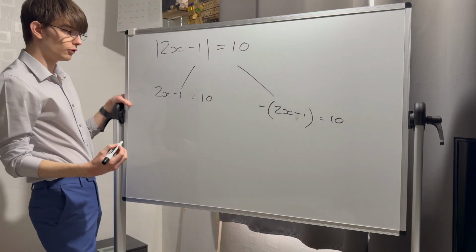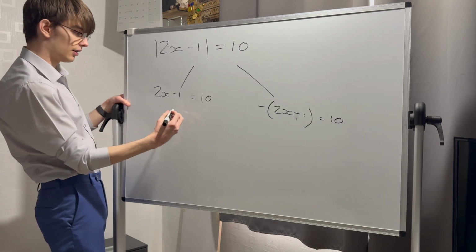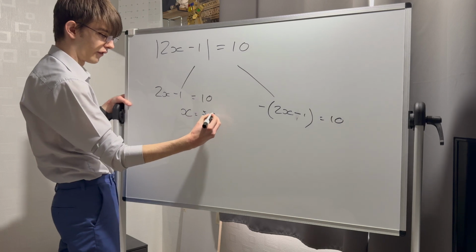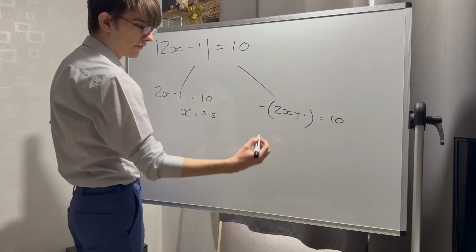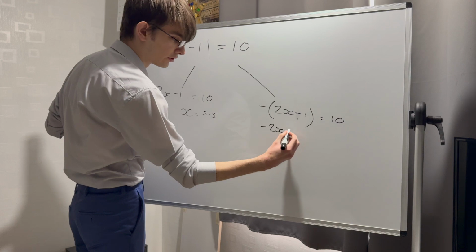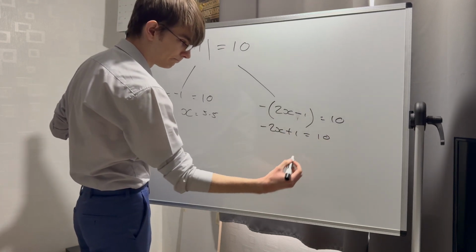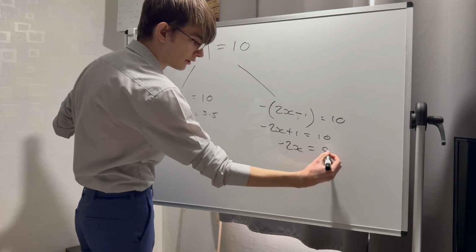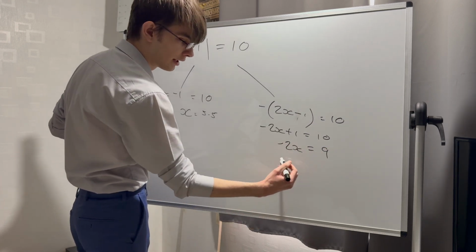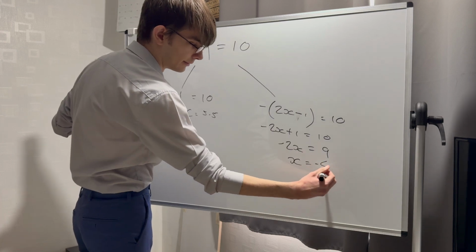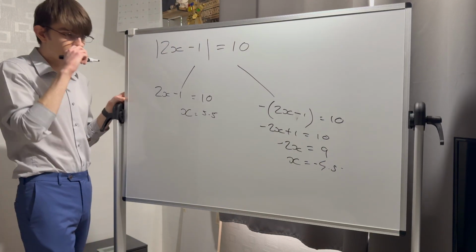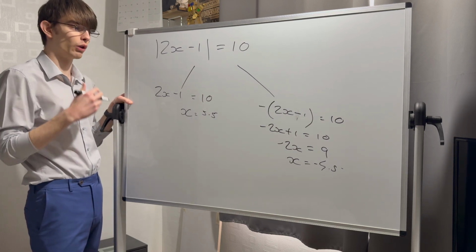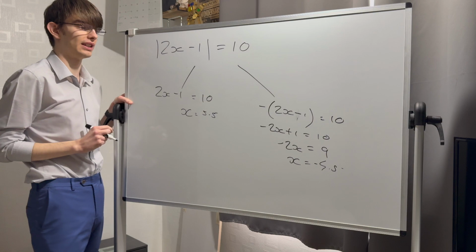Once we expand all of that out, well, I can solve this side. Add 1 to both sides, 11, divide by 2. My x is 5.5. And if I expand this side out a bit more fully, minus 2x plus 1 equals 10. Minus 1 from both sides. Minus 2x equals 9. And then divide by 2, x is minus 4.5. So I've got two distinct possibilities for what x could be, regardless of what this modulus sign says.